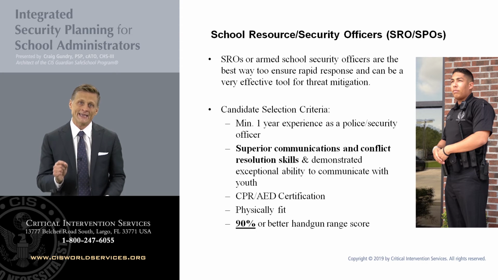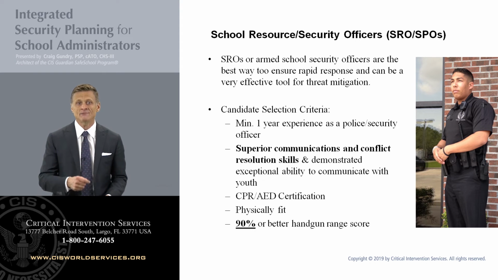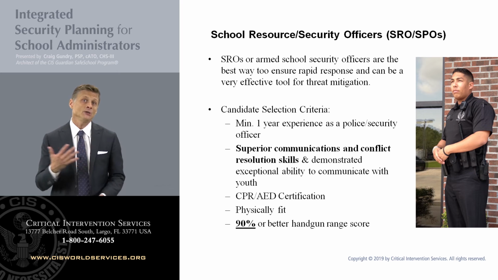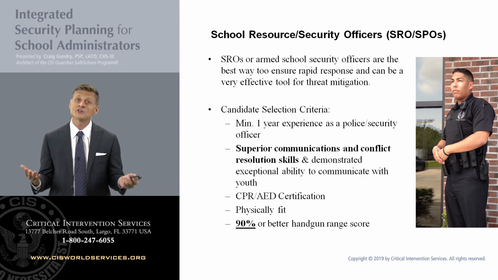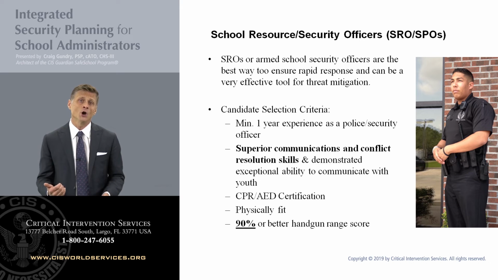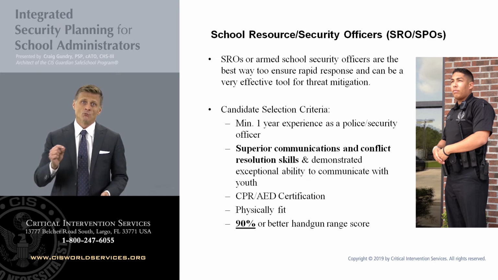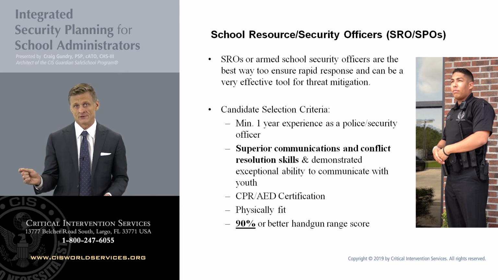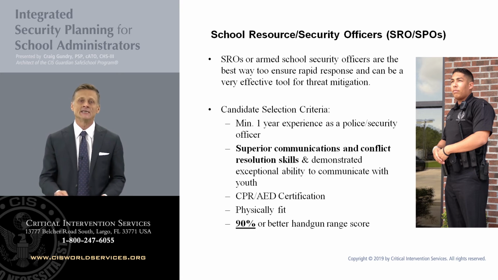Also, basic CPR and AED certification should be mandatory. They should be physically fit and should have a 90% or better handgun range score. Now, many law enforcement agencies throughout the nation, as well as security agencies and different state requirements, require somewhere around a 70 to 80% proficiency score for weapon qualification. I strongly recommend that you adopt the CIS standard that we use for our officers, and that's 90% or greater. When I have somebody with a gun in the hallway with children, I don't want just an adequate or basic level of proficiency, but a superior level of proficiency if they're going to be putting rounds downrange.